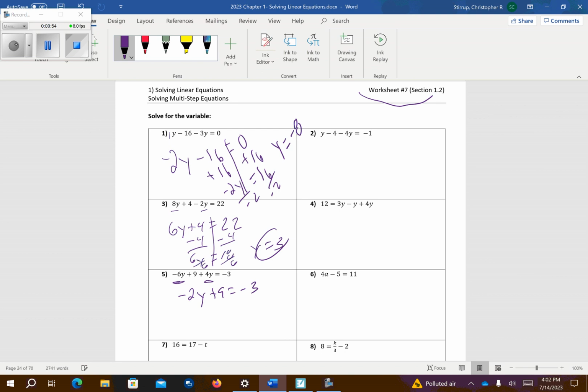Number 5, I have a negative 6y and that positive 4y, so that's negative 2y plus 9 equals negative 3. Subtract 9 from both sides. Those will cancel, so I get negative 2y equals negative 12. Divide each side by negative 2, and y is equal to 6.